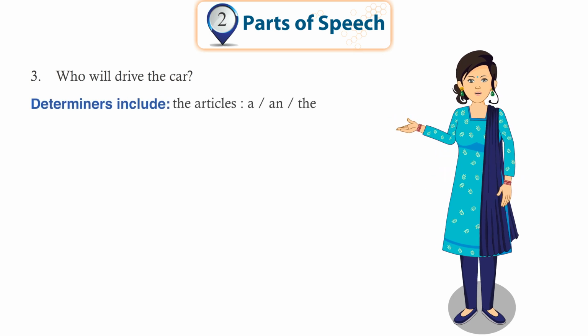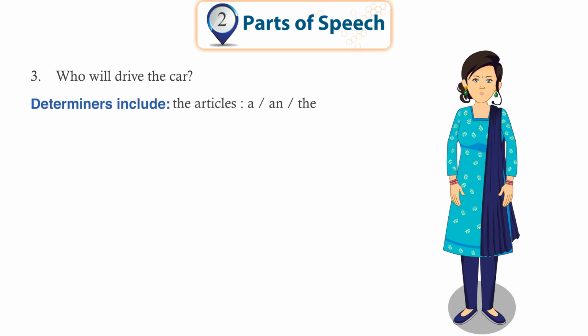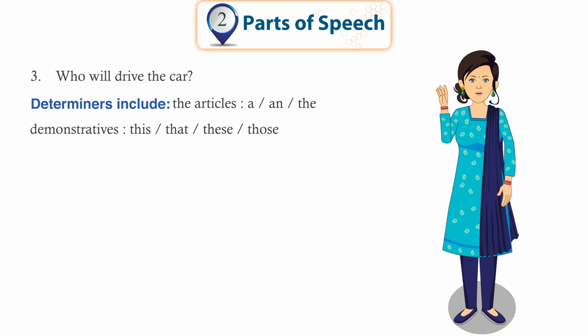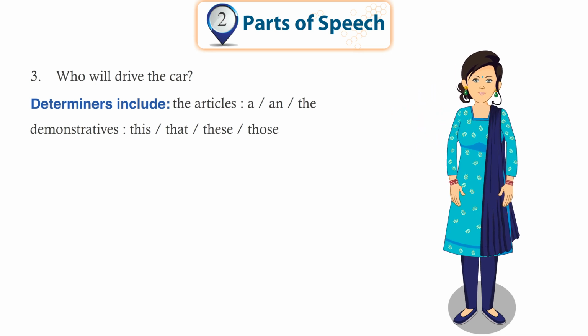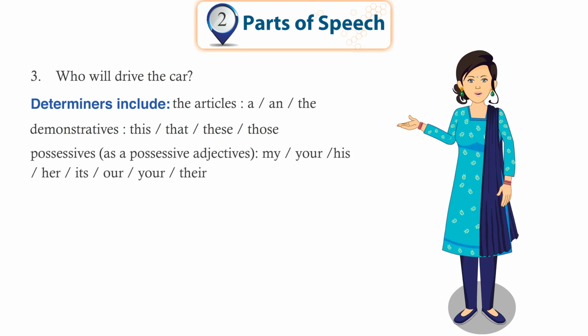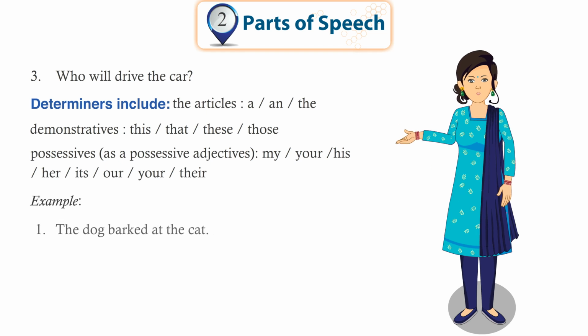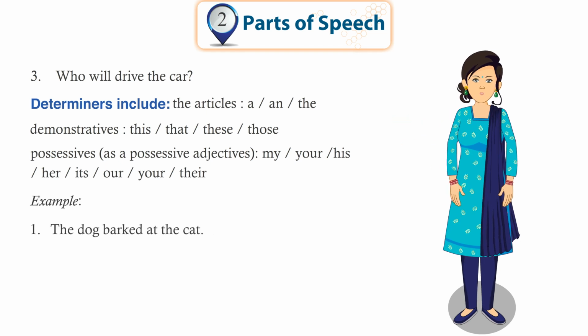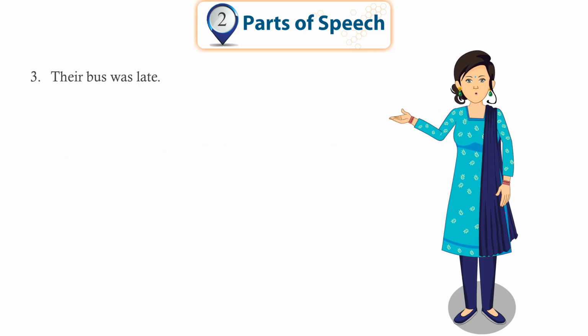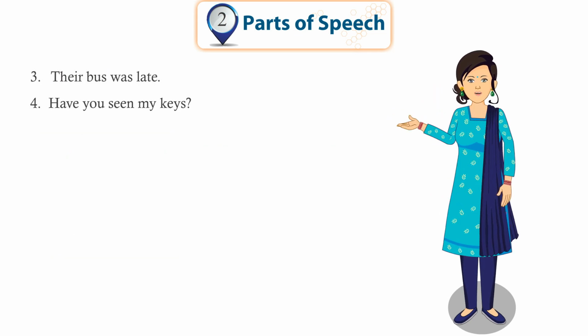Determiners include the articles a, an, the. Demonstratives: this, that, these, those. Possessives, as a possessive adjective: my, your, his, her, its, our, your, their. Example: the dog barked at the cat. These apples are sour. Their bus was late. Have you seen my keys?